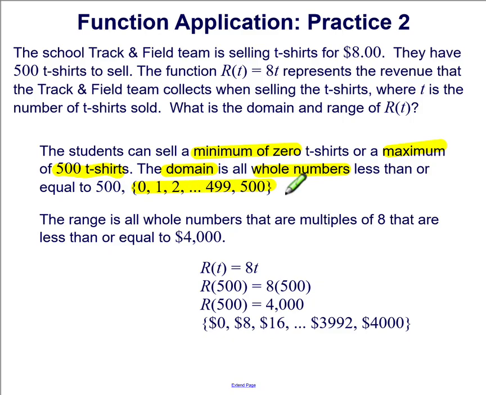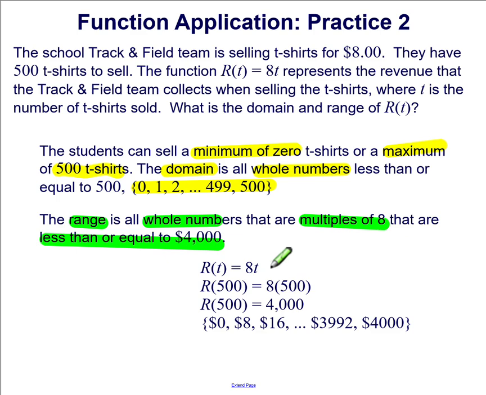So that's the domain. Now for the range, that is going to be all the whole numbers that are multiples of 8 that are less than or equal to 4,000. Now, how did we determine it's less than or equal to 4,000?